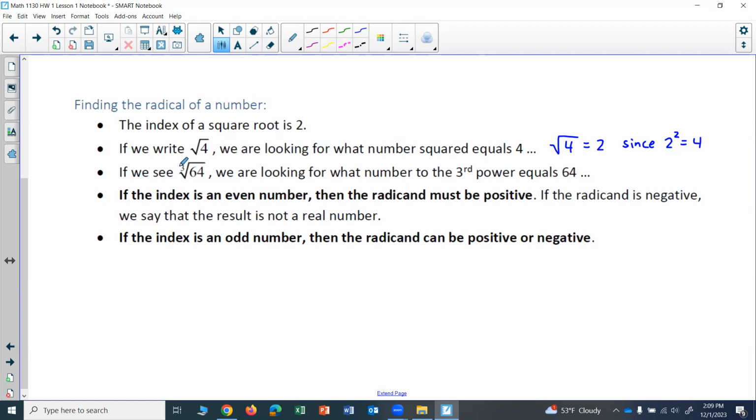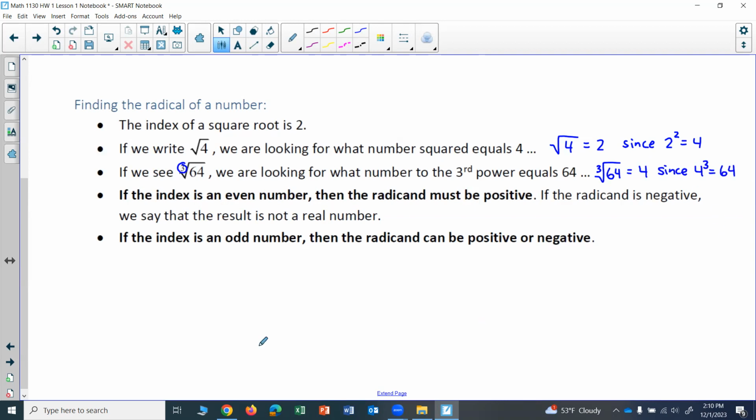If we see the cube root of 64, we're looking for what number to the third power equals 64. So because that index is 3, we're looking for what number to the third power equals 64. So the cube root of 64 is going to equal 4. And that is because, or since, 4 cubed is equal to 64.